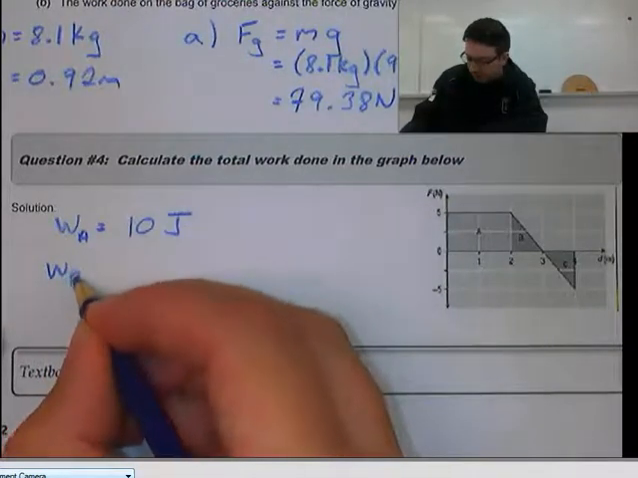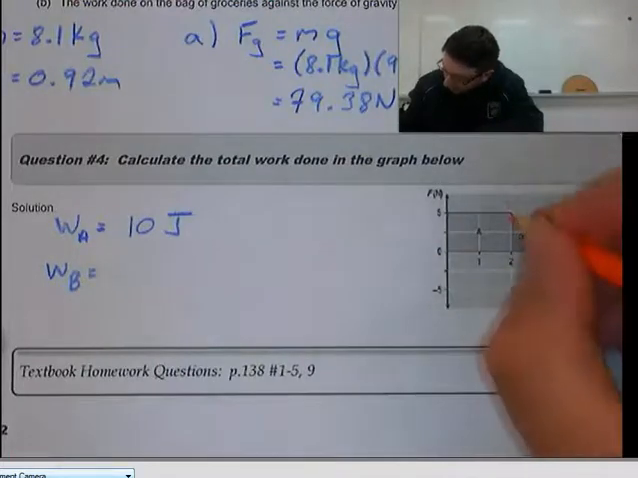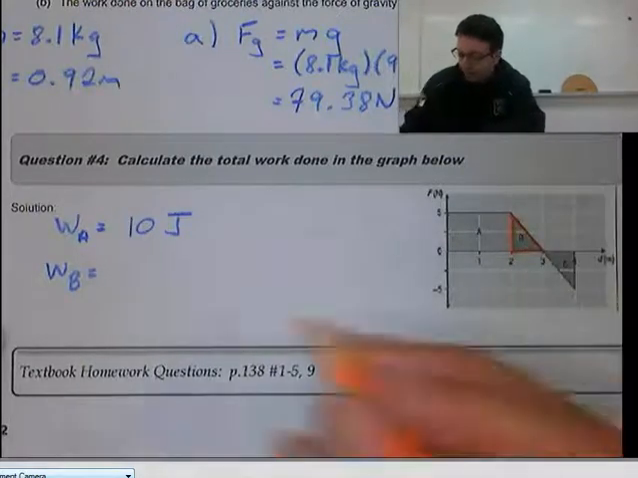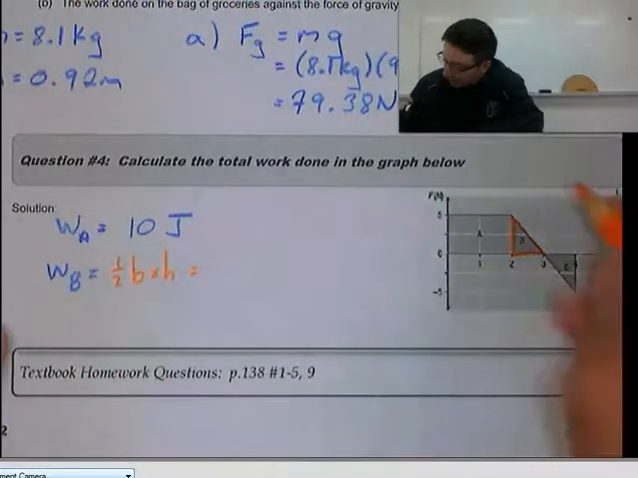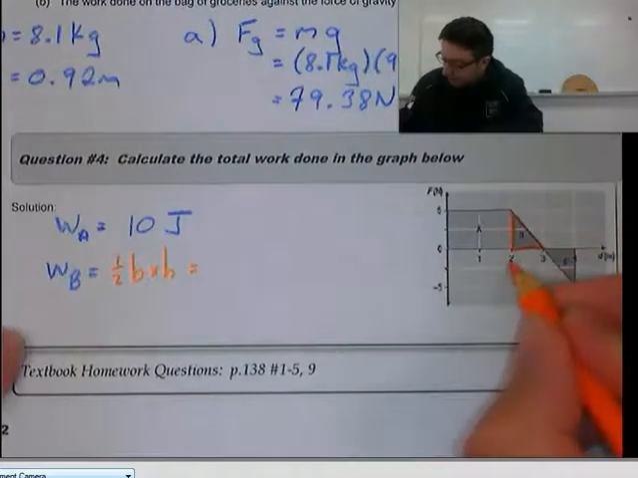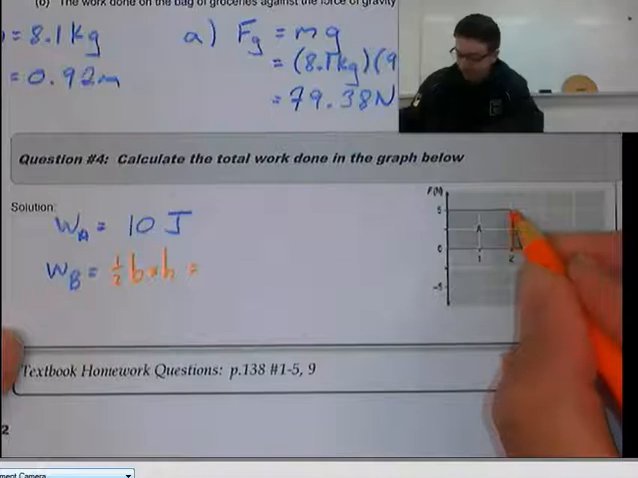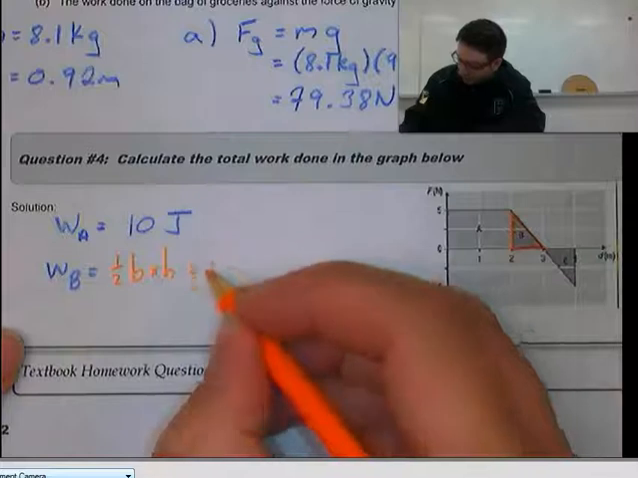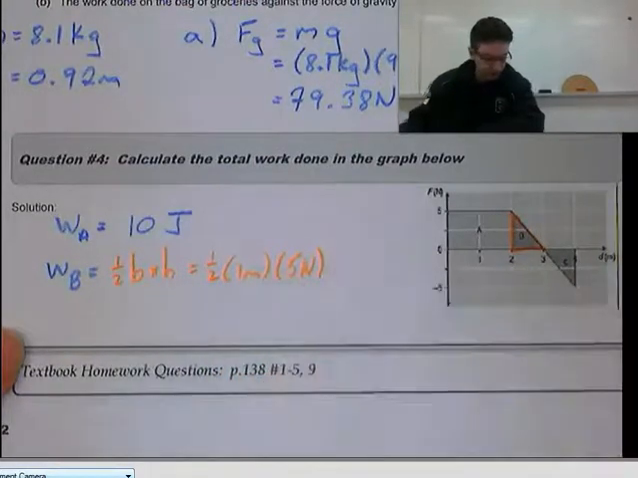All right, for B, and now we want to sort of find this area in here. So that's a triangle. The area of your triangle is 1/2 base times height, where in this case the base is between 2 and 3, so 1, and your height is 5. So 1/2 times 1 meter times 5 newtons gives you 2.5 joules.